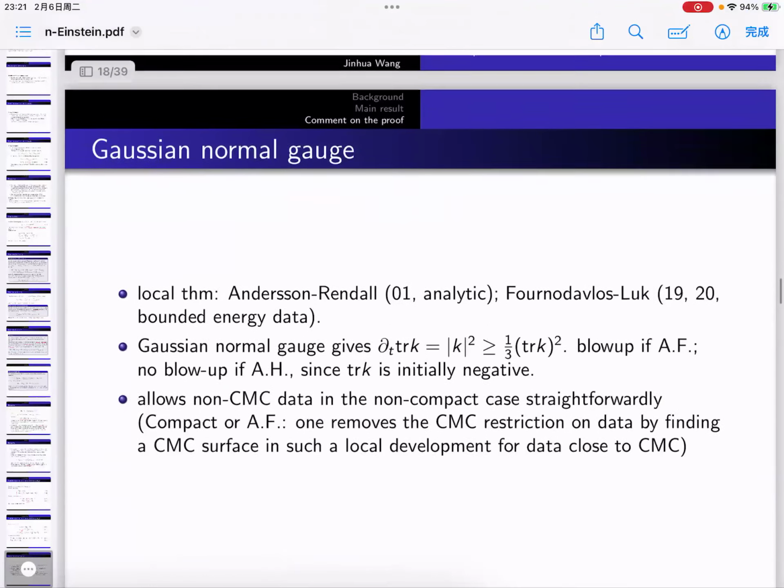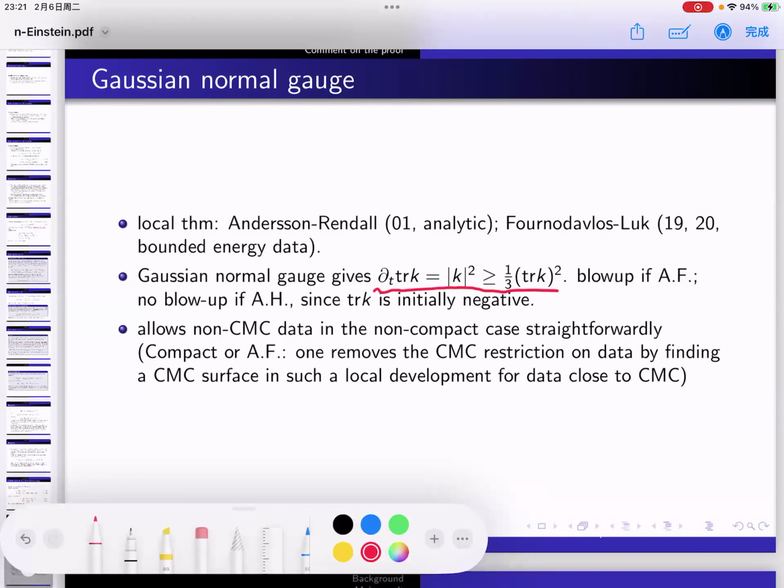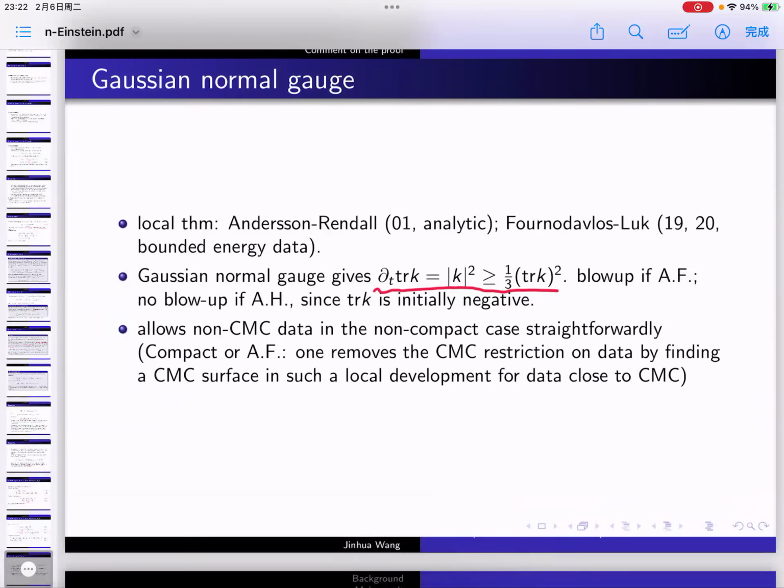First of all, we have to think about this Gaussian normal gauge. The local theorem was proved very early by Andersson and Rendall in the analytic category, and more recently it was proved by Ringström and his collaborator for bounded energy data. We know this Gaussian normal gauge gives a Riccati type ODE for the trace of the second fundamental form. This may blow up in the asymptotically flat case, but here we are close to the asymptotically hyperbolic case. There's no blow up for this gauge because the trace K is initially negative.